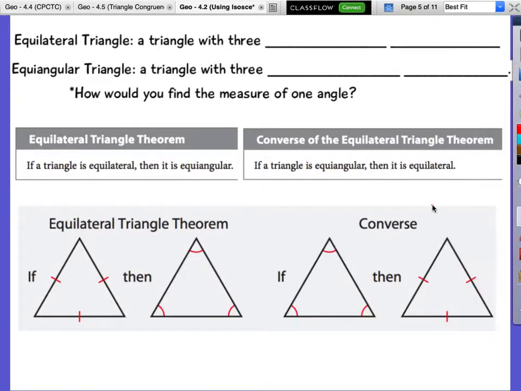So an equilateral triangle is a triangle with 3 equal sides, 3 dashes. 3 congruent sides. Thank you, Alicia. An equiangular triangle is a triangle with 3 congruent angles. Okay, that's a bit of a review from Monday.